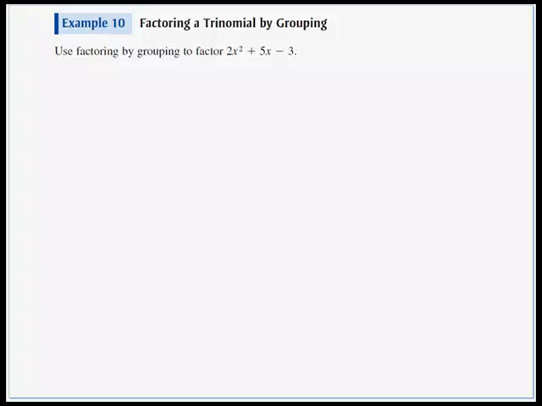Example 10. Factoring a trinomial by grouping. They did give us a clue again that it is factor by grouping. And this one is a little harder to see. We only have 3 terms: squared, first power, and then just a constant. So we might start looking at this problem as trying to break it up.